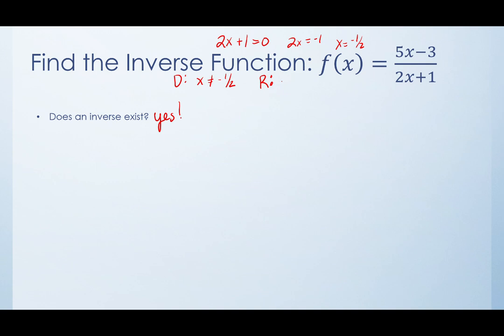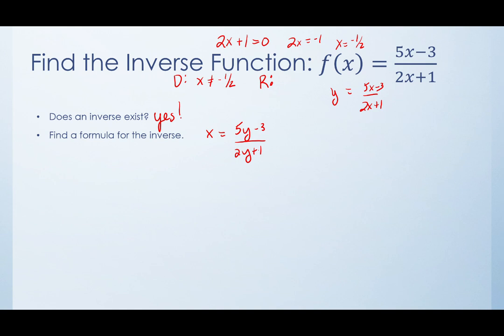Okay, we're going to find the formula for the inverse. So we have y equals 5x minus 3 over 2x plus 1. And of course, we are going to swap the x's and the y's. You definitely want to practice this one because it has a tendency to show up on tests. It's not that it's hard, but if you don't remember how to do it, it can be a little tricky.